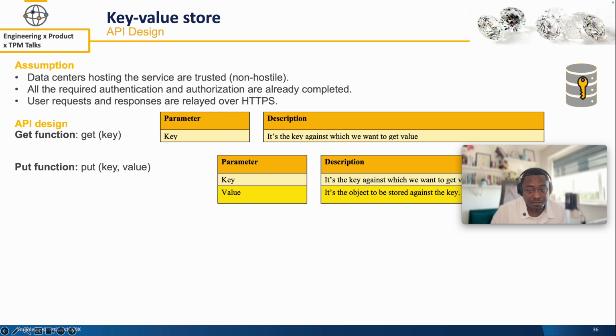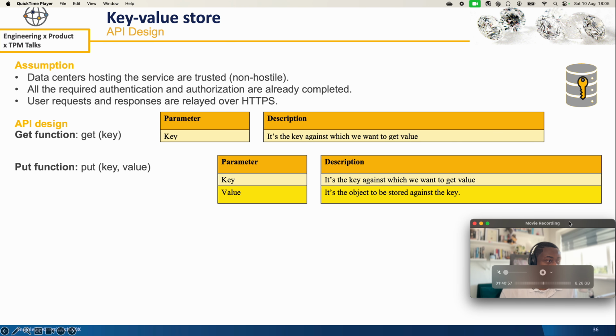For the put function, the API call to put a value into the system should look like this: put key value, where the key is what we want to store against, and the value is the object to be stored against the key, right? So the key is often a primary key in a key value store, while the value could be any arbitrary data, whatever we store, right? We mentioned some of the types of things that we want to store.